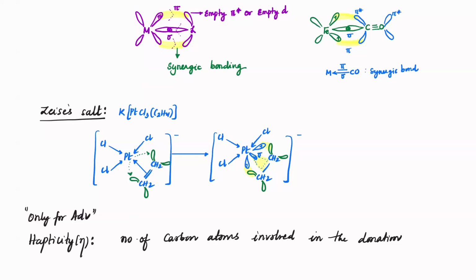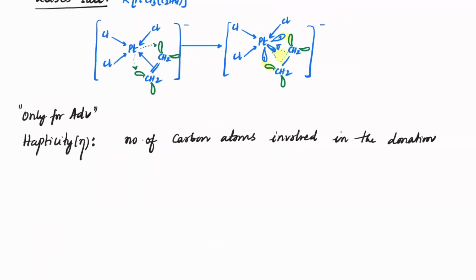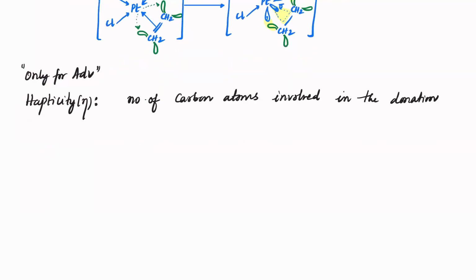Next one is hapticity. Hapticity is how many carbon atoms are involved during the donation of the electrons from the ligand. When the ligand is trying to donate the electrons, how many carbons present in that ligand are actually involved in the donation? That is called hapticity.